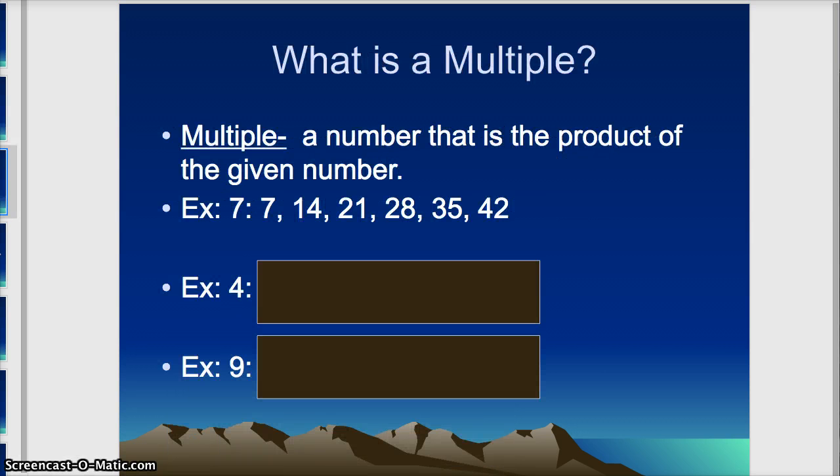Okay, so what is a multiple? A multiple is basically just like skip counting. So if I'm finding the multiples of 7, I'm going to start with 7 and count by 7. 7, 14, 21, 28, 35, 42. And when you're looking at this definition, that is the product of the given number. So this is 7 times 1, 7 times 2, 7 times 3, 7 times 4, 7 times 5, 7 times 6, and it goes on and on. Multiples never end. You just don't need to keep listing them forever.